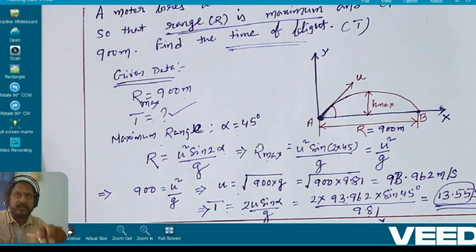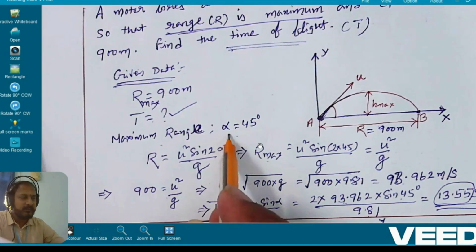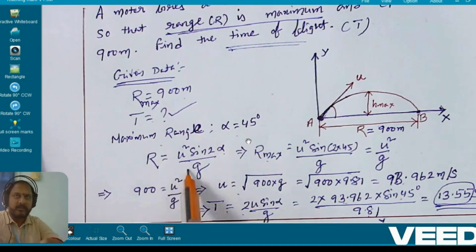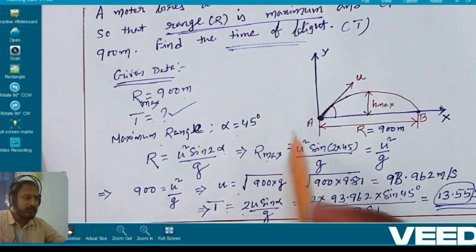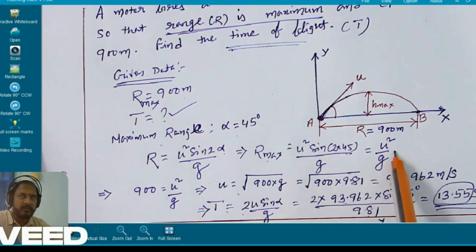The maximum range will be when alpha is equal to 45 degrees, which has already been discussed in the previous videos. So the formula for horizontal range is u square sine 2 alpha by g. Instead of alpha, which is the angle of projection, we are putting the value as 45 degrees because for R max, you are going to get R max is equal to u square by g. So 900 is equal to u square by g.